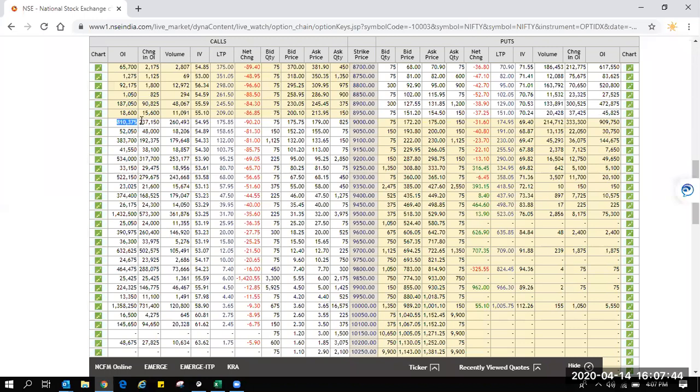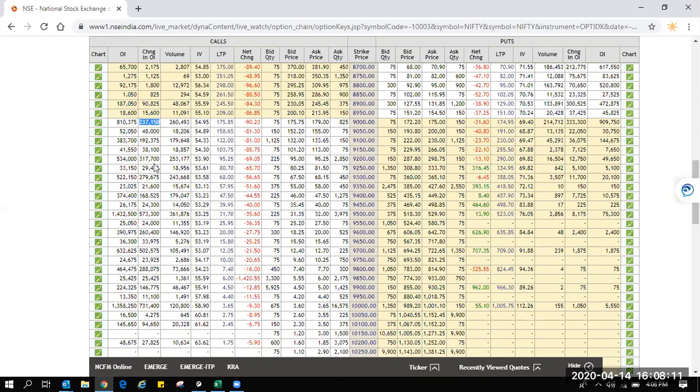This is called the change in OI. That means these are the number of shares which have been added. These people at 9000 think that the market will not move beyond 9000 easily, and they want to earn the premium of 9000. That is why they have added the positions.